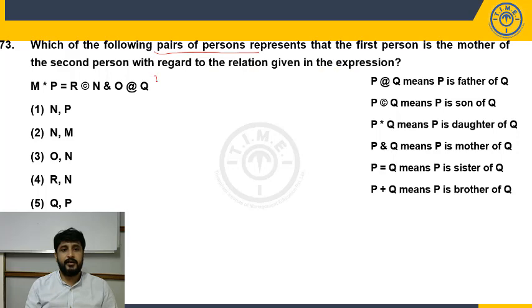So let's draw the family tree diagram for the given expression. M star P means M is the daughter of P. So M is the daughter, M is the female and daughter will be in the lower generation, and M is the daughter of P according to this statement.